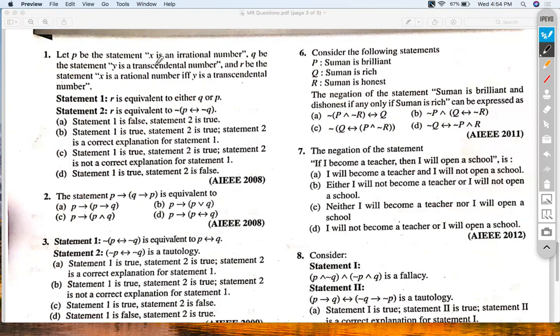P is a statement where it says x is an irrational number. Q is a statement where y is a transcendental number. And R be a statement where x is a rational number if and only if y is a transcendental number. Okay. Now, these are the two statements that they have made. R is equivalent to either P or Q. No. So basically, that means my answer is A.